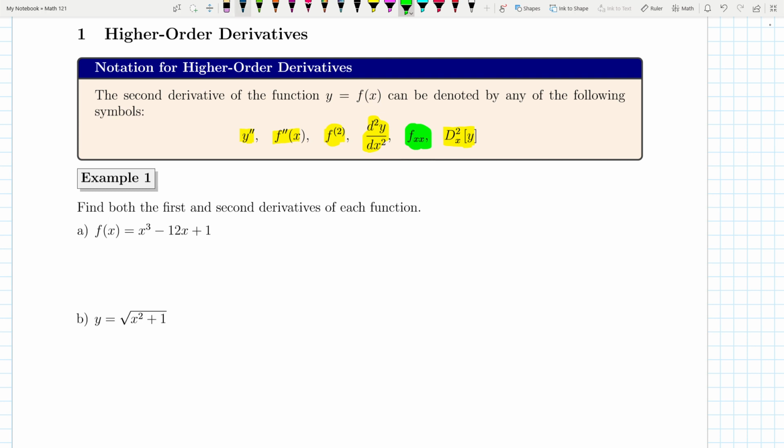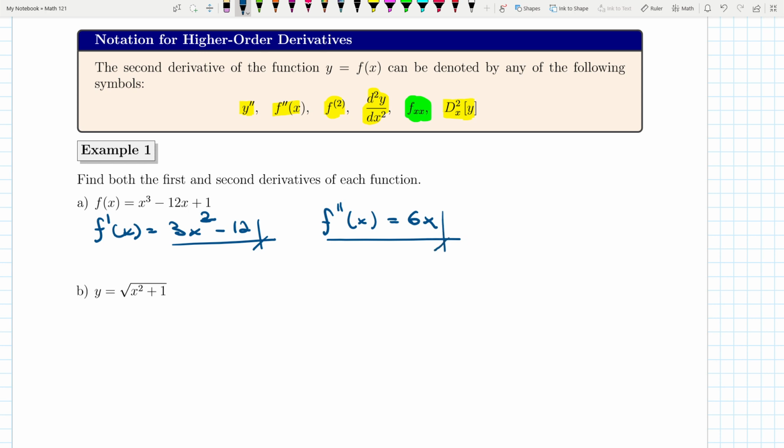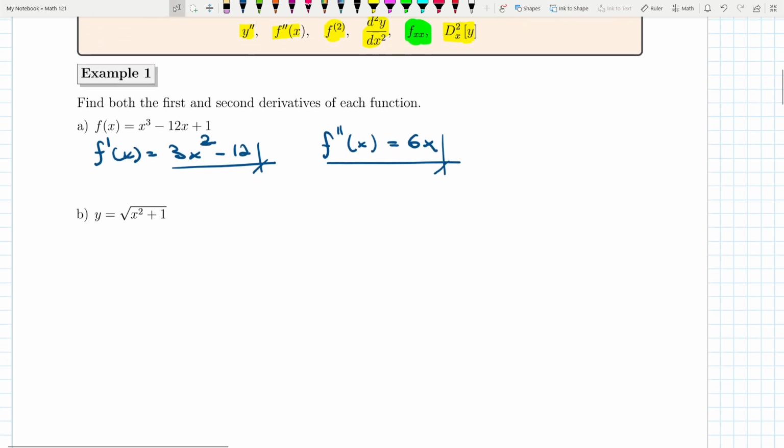All right, so let's find the first and the second derivative for each function. Well, for this polynomial function, f prime of x, using the first derivative, well, that's 3x squared minus 12, and that's the first derivative. And then we take the second derivative simply by taking the derivative of the first derivative. So the derivative of 3x squared, that's going to be 6x, and the derivative of negative 12, that's 0. Let's do a couple more examples.